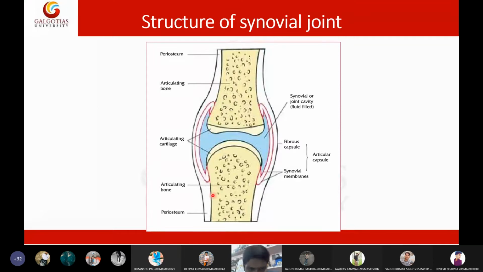Now, outside this double synovial membrane, you will see a capsule. This white colored layer is a capsule called the fibrous capsule. The presence of this fibrous capsule plays a very important role in keeping the synovial joint rigid.